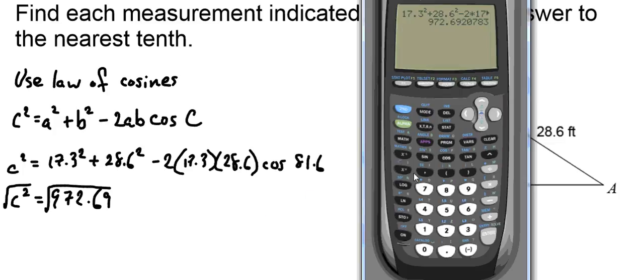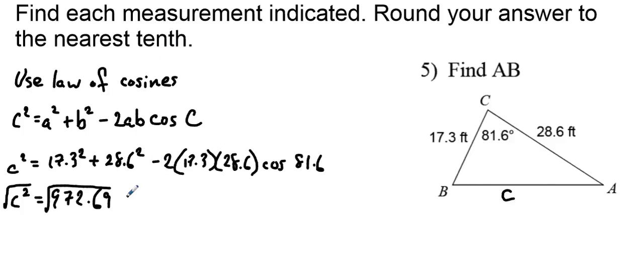Next thing we're going to do is take the square root of both sides. So let's go ahead and press second, X squared, that gives us the square root function, so 972.69. And if we round that now to the nearest tenth, like we're supposed to do, you would get 31.2 feet.